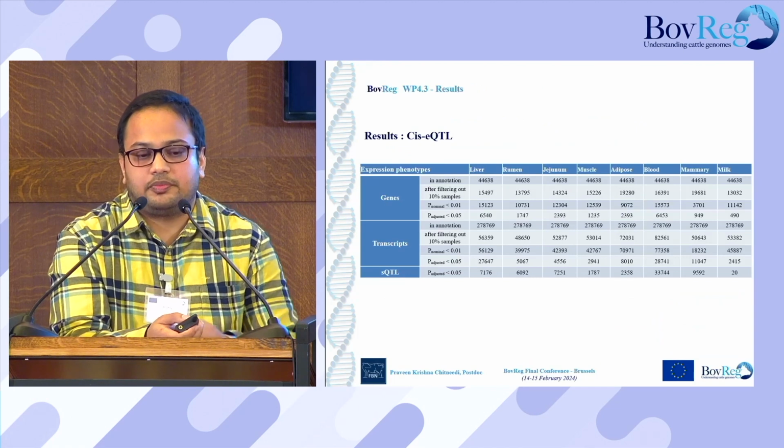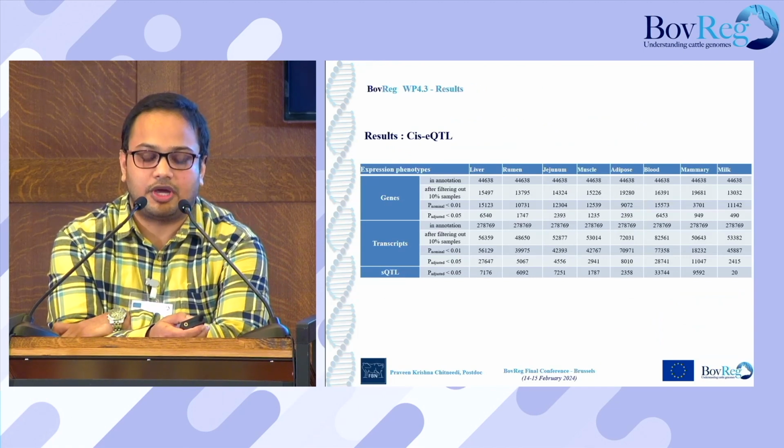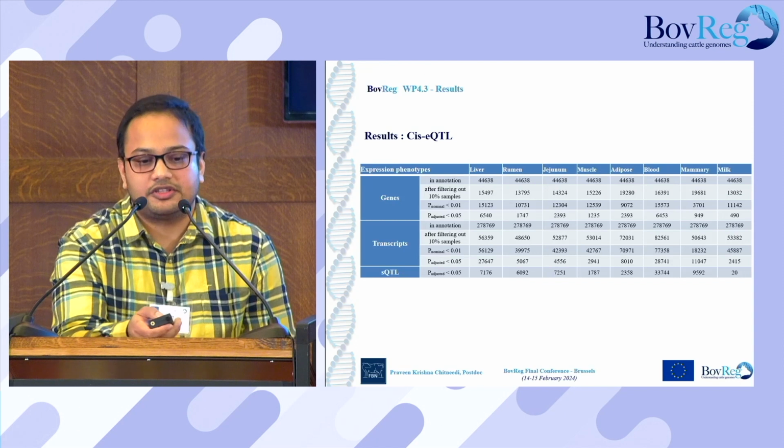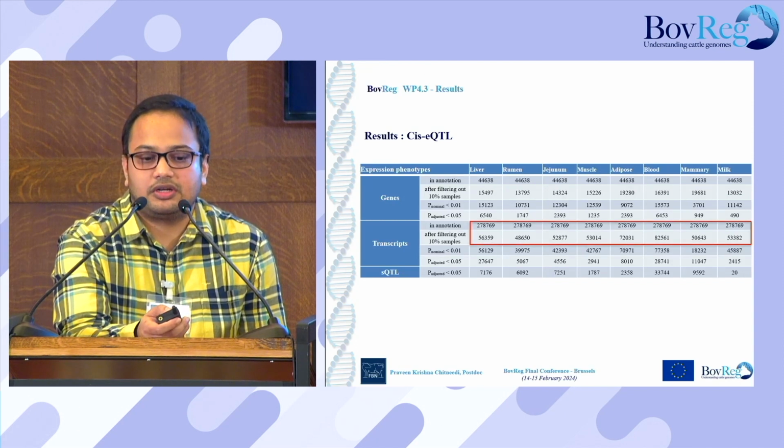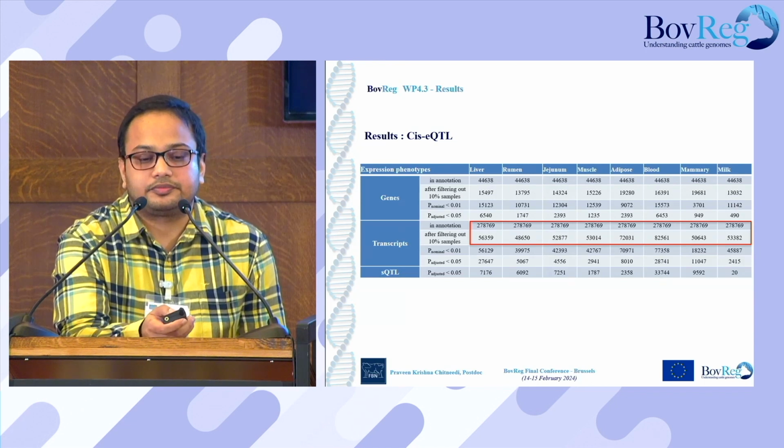So here is the brief summary statistics which we obtained for the 6 eQTL analyses. The most interesting part is that using the BovReg annotation, we found a significantly higher number of transcripts when we compared it with the number of results from the Ensembl annotation.